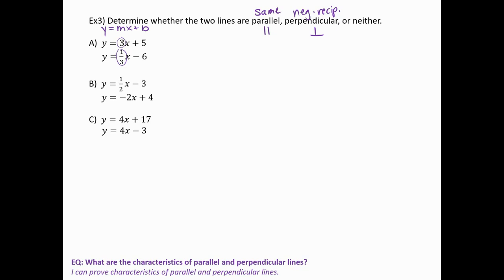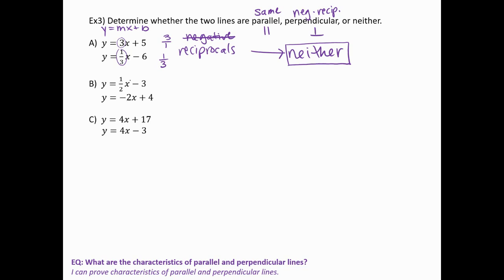I do have a reciprocal, 3 or 3 over 1. So remember, the slope would be 3 over 1 and 1 over 3. Those are reciprocals. But unfortunately, they are not negative reciprocals, right? So we don't have the negative. So this answer here would be neither. They don't fit either characteristic. Again, we needed it to be negative reciprocals, and we didn't have the negative.